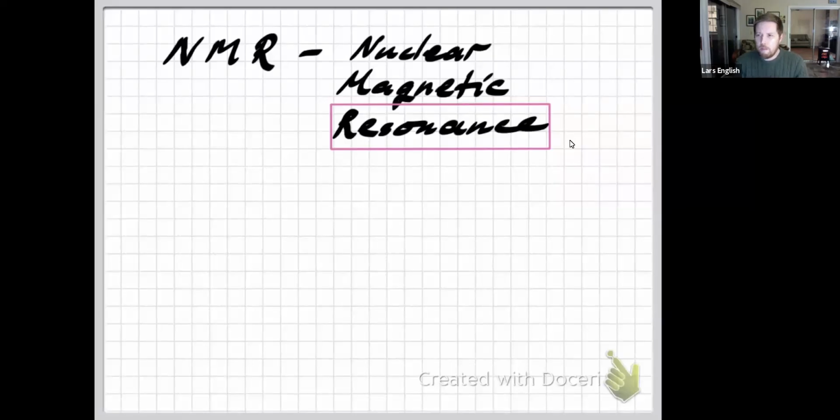All right, welcome back, folks. We basically said that we needed to figure out a way to rotate or flip the spin or the magnetic moment by 90 degrees, right? That's what we needed to do.